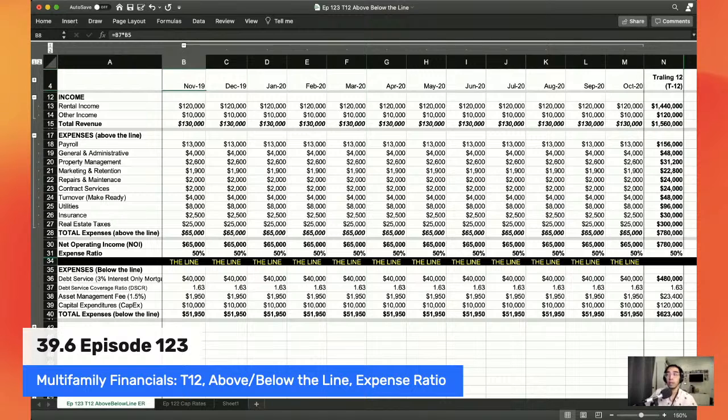Now, when you buy the property from the previous seller, you have their rental income numbers, and I'm just going to use these numbers and assume these are the numbers that they had prior to you buying it, and they are going to be the same in the month you buy it. So $120,000 of rental income, $10,000 of other income for a total of $130,000 of total revenue. Then our expenses are listed out here: payroll, G&A, property management, marketing, repairs, contract services, turnover, utilities, insurance, and real estate tax. This is the same as in the previous episode.